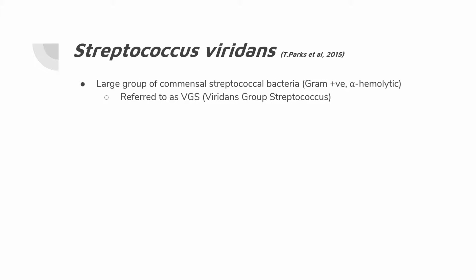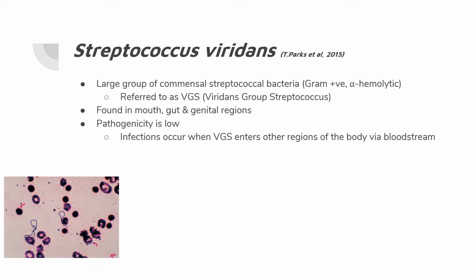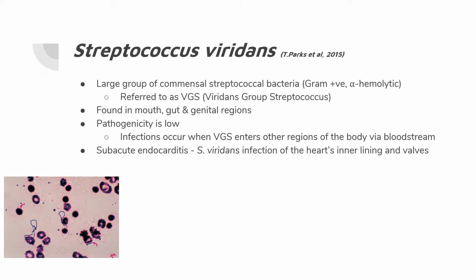Streptococcus viridans, or VGS, is a large group of commensal alpha-hemolytic bacteria which are primarily found in the mouth, gut, and genital region. Pathogenicity is low, but infections can occur when it enters other regions of the body through the bloodstream. Most commonly, VGS is able to induce subacute endocarditis by entering the bloodstream and adhering to fibrin platelet aggregates on heart valves, whether undamaged, previously damaged, or artificial.